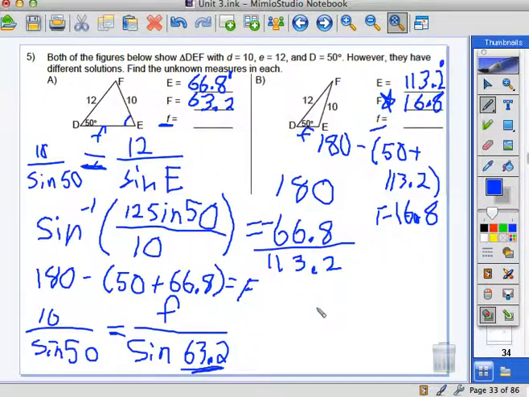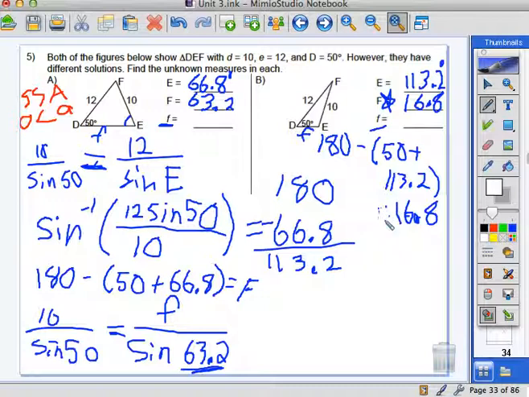So essentially, a couple things to know. If you have a possibility of having an ambiguous triangle, you have to have a side-side-angle. The opposite side has to be less than the adjacent side. Opposite has to be less than adjacent. If that's the case, then it's possible to have an ambiguous triangle. It doesn't mean you will always have an ambiguous triangle.